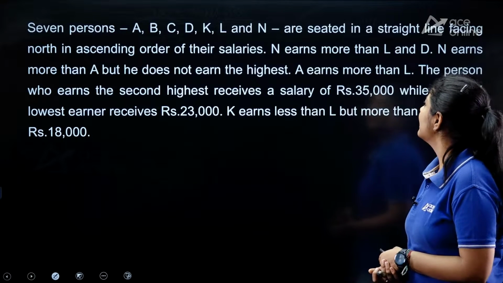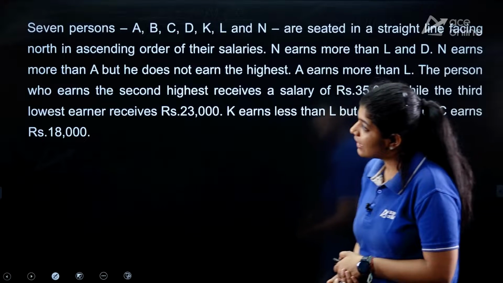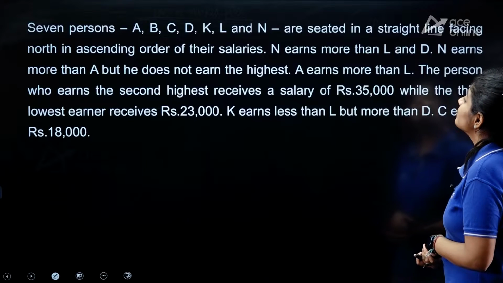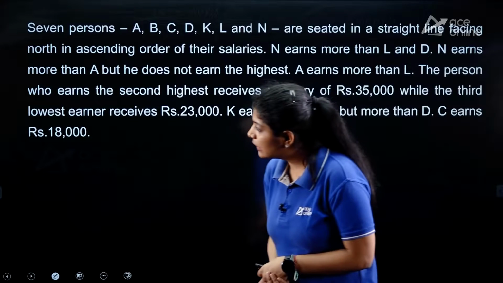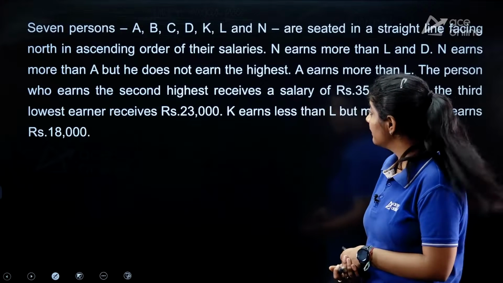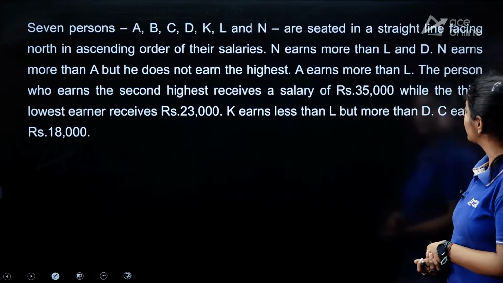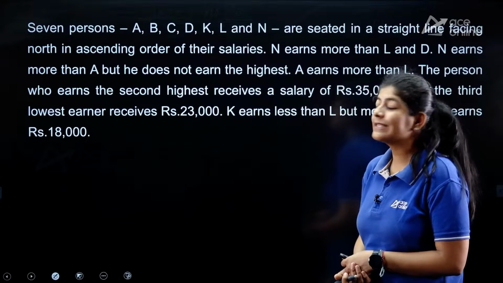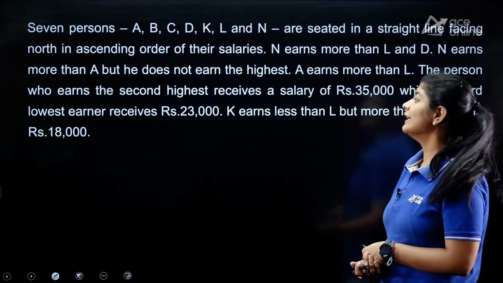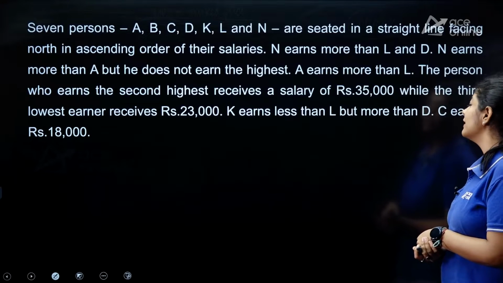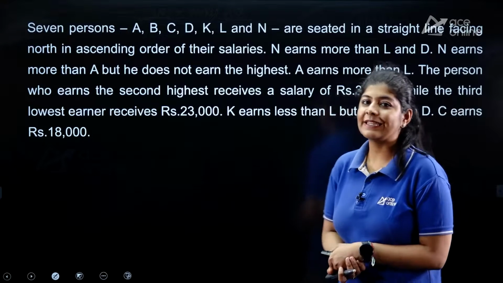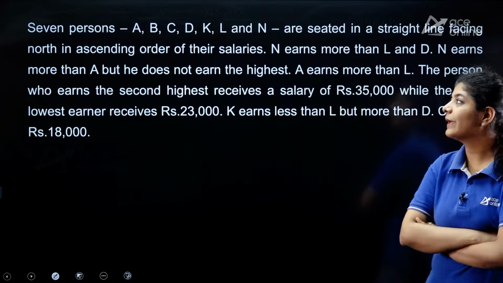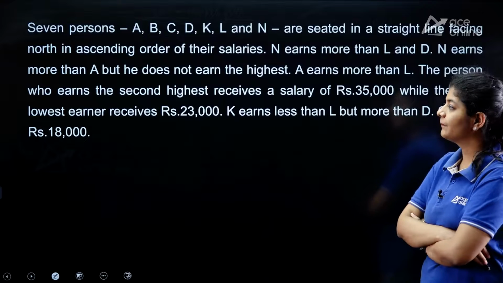N earns more than L and D. N earns more than A but does not earn the highest. A earns more than L. The person who earns the second highest receives a salary of rupees 35,000, while the third lowest receives rupees 23,000. K earns less than L but more than D. C earns 18,000. So this is the data that we are having, and we simply need to make an arrangement as per the given data.